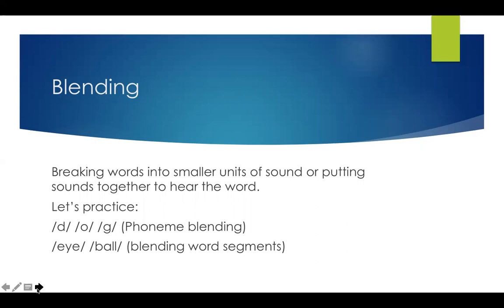You can do this activity with children. You might say, okay, everybody, hold up your fist. Let's sound out the word cat. 3 fingers extended, 3 sounds in the word cat. So that's phoneme blending. You can also blend word segments. Here's an example, eyeball. Eyeball is one word, but there are 2 syllables, right? So clap it out, eyeball. That's blending word segments.